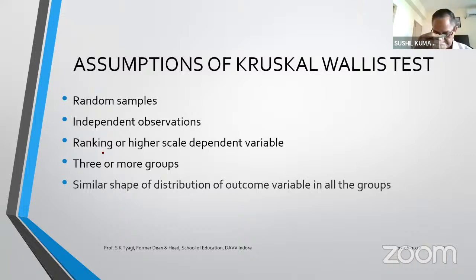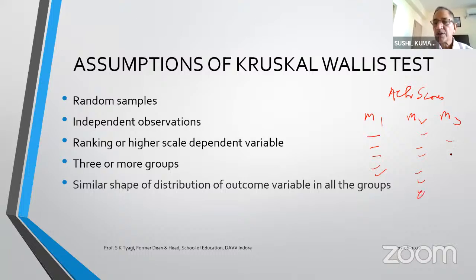Now these are the two further assumptions. One is similarity of shape of distribution of the outcome variable. We had achievement scores of class 6 students taught through method 1, method 2, and method 3, so we have these three distributions. These three distributions should have similar shape. What does similar shape mean? We will look into it.